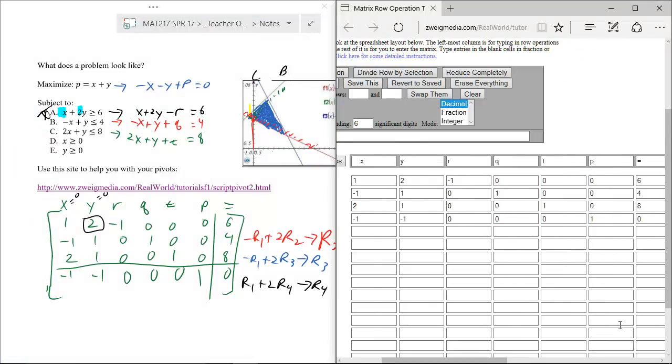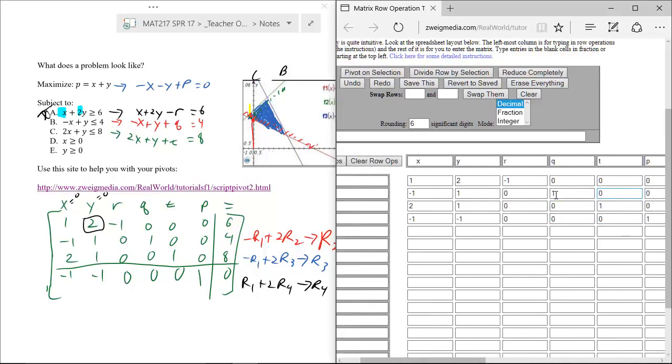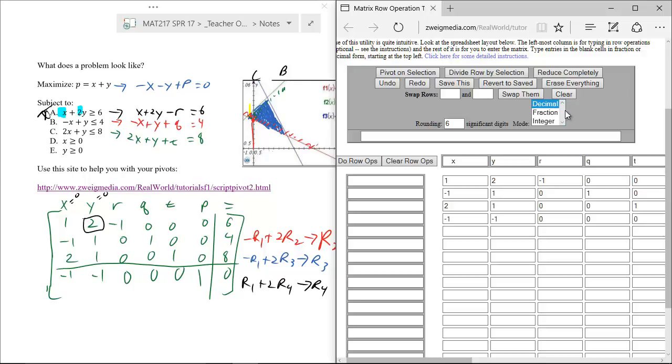Okay, so now you have put your equation into the matrix. Don't forget in your website to change this to integer. It's how we would do it by hand. Okay, now we decided we're going to pivot in the y column in the first row on this 2. So now we're going to click there, click pivot on selection, and this gives us our new matrix.